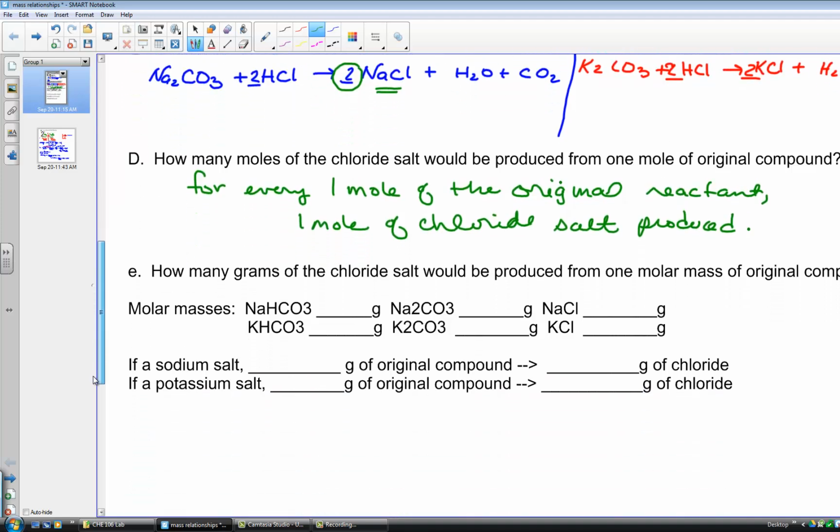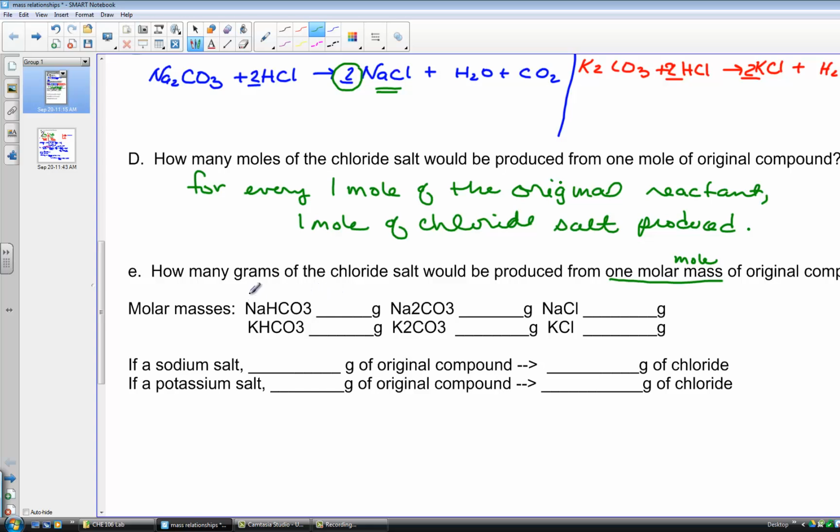So how many grams of the chloride salt would be produced from 1 molar mass of the original compound? So 1 molar mass is, to me, kind of a funny way of saying 1 mole. If I had the molar mass of the original ingredient, that's the same as saying 1 mole of the original compound. And so previously we worked up a little bit of molar mass in our mole chapter, and we're really just adding the weights off the periodic table to find molar masses.